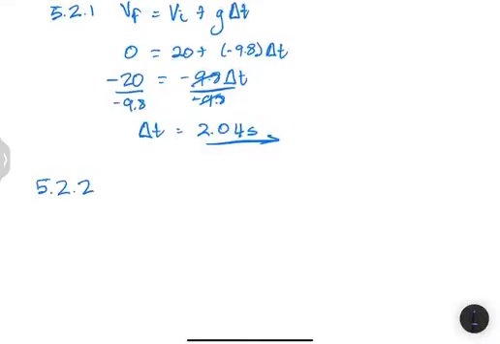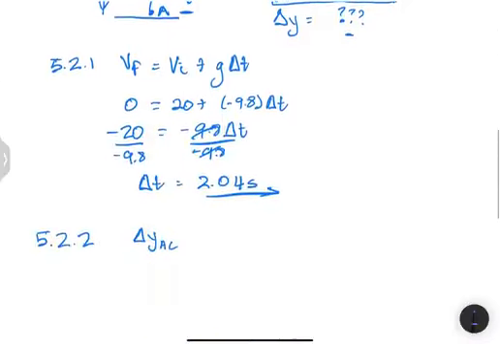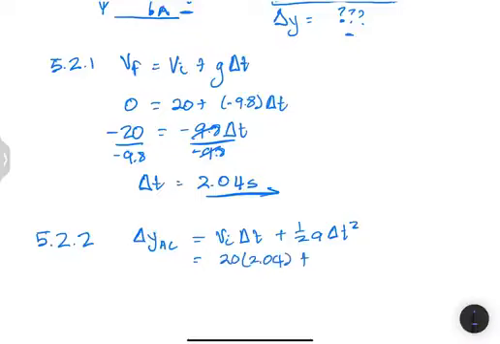So I'm going to say, well, I'm taking my displacement from A to C. Now, remember, I already have information from A to C, so I can use that quickly. So I can say, that's Vi delta t plus 1 over 2 times a delta t squared, or in this case, you can use any of the equations to find the displacement. So that's 20 times 2.04 plus half into negative 9.8 times 2.04.